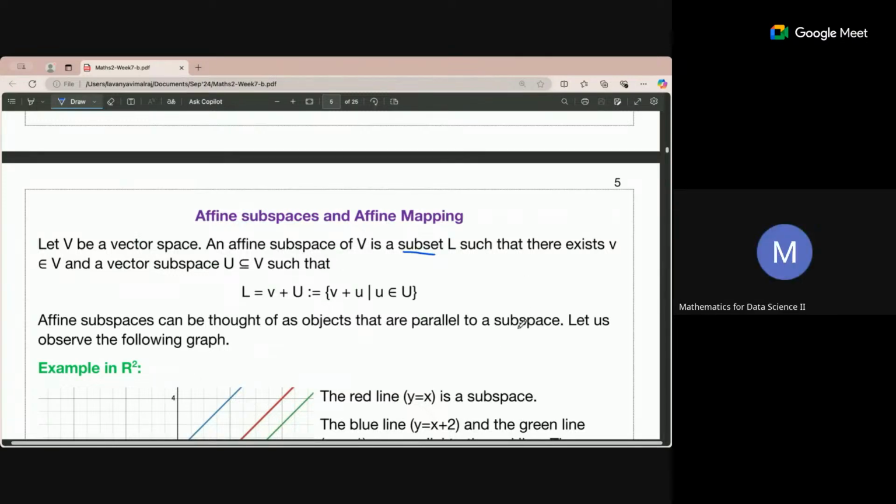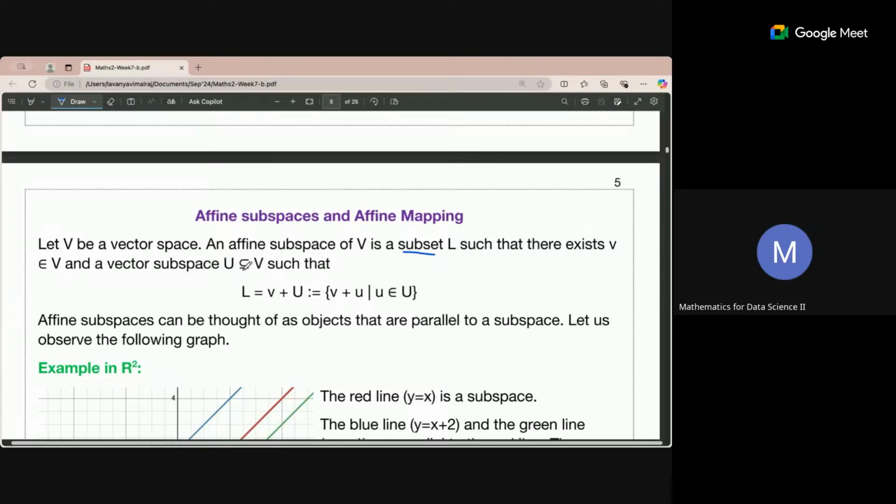Thank you. Okay. So an affine subspace of V is a subset L of V such that there exists a vector v in V and a vector subspace U of V such that L is equal to v plus U. Here v plus U means the set of all v plus u, where u are elements of the subspace U.